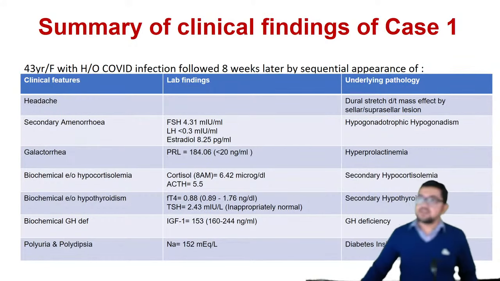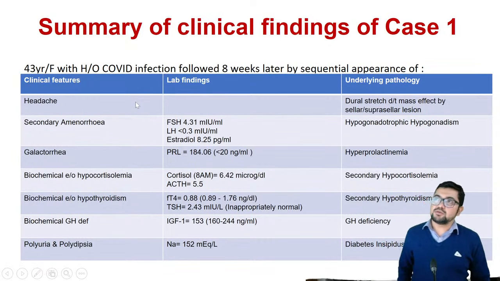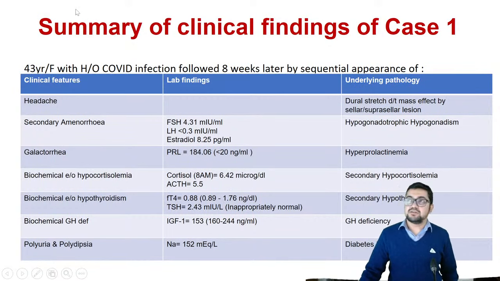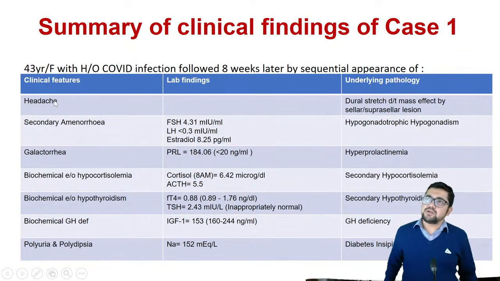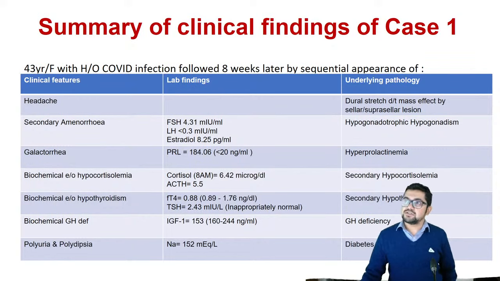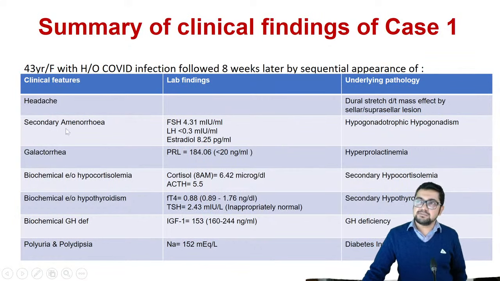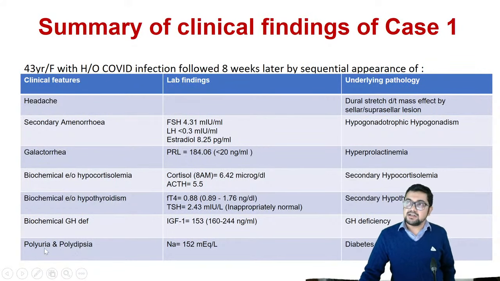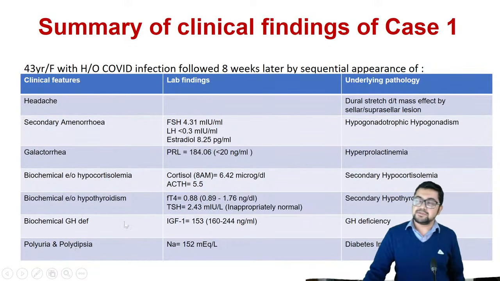Thank you, Dr. Ganesh. I'll be presenting the in-hospital course of case one when she was first admitted under us in the Department of Endocrinology. To summarize, she was a 43-year-old female with a history of COVID infection initially, followed 8 weeks later by sequential appearance of headache, secondary amenorrhea, and galactorrhea. On evaluation, she was also found to have biochemical evidence of hypocortisolemia, hypothyroidism, and growth hormone deficiency, and ultimately she also developed features of polyuria and polydipsia.